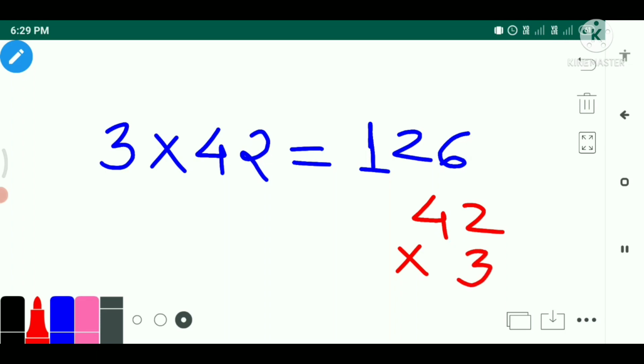Okay, if you want to check this one, I will show you. We'll multiply these two numbers. Let's see if I get 126 or not. So 3 2s are 6, 3 4s are 12. See, I got 126. So my answer is what? Correct.